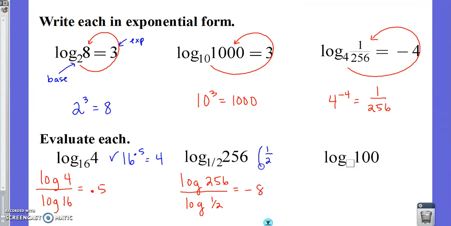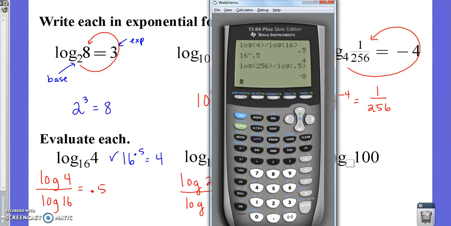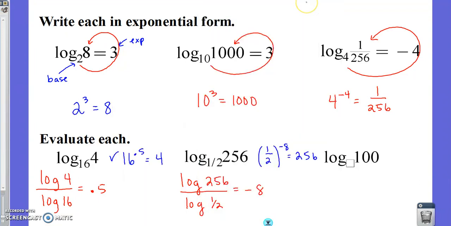That means 1/2 to the -8th power should be 256. I want to check that on the calculator and take 1/2 to the -8th power, and I get the 256. Now notice there's no base on this one. I kind of left it blank.